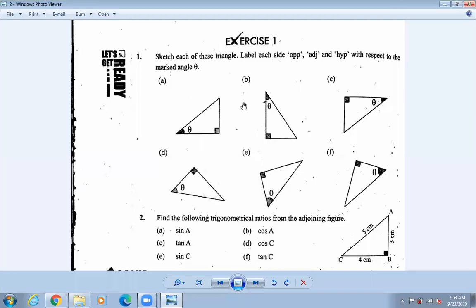Okay, so let me do one of the numbers. What do you prefer? Okay, number D. So let me do number D.